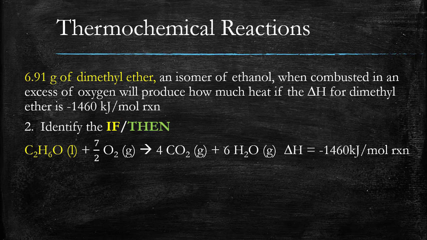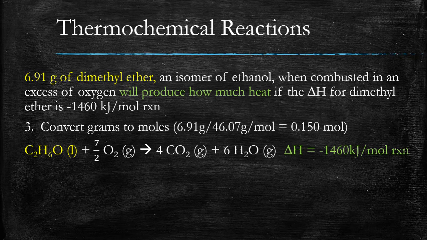Well, if we have 6.91 grams of dimethyl ether, so the dimethyl ether, C2H6O, is the if. How much heat will be produced is the then, so delta H equals minus 1460 kilojoules per mole of reaction is the then. Convert grams to moles because we're not in moles, and stoichiometry is mole ratio. 6.91 grams divided by the molecular weight. And so we have 0.150 moles of dimethyl ether.